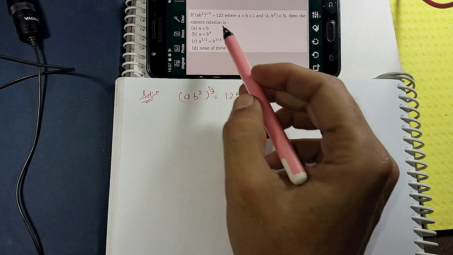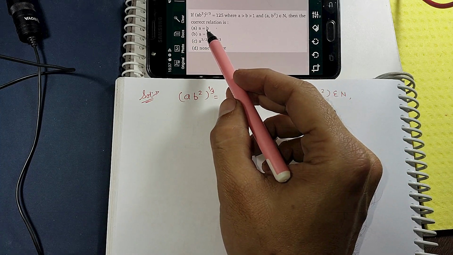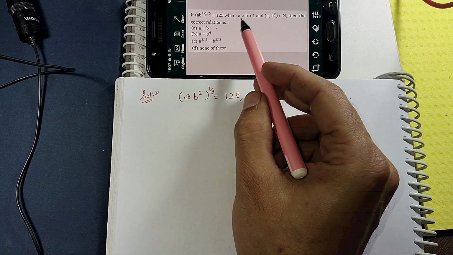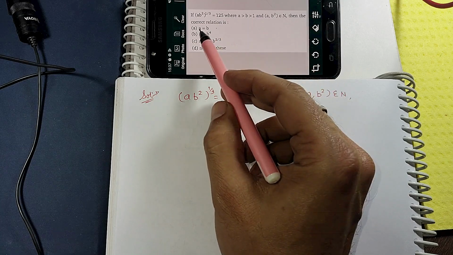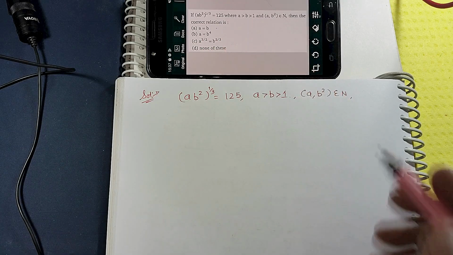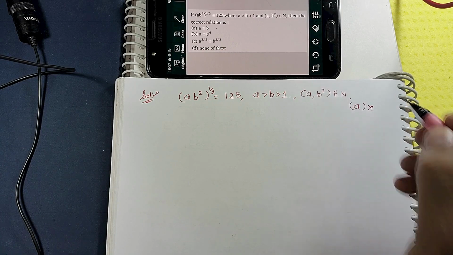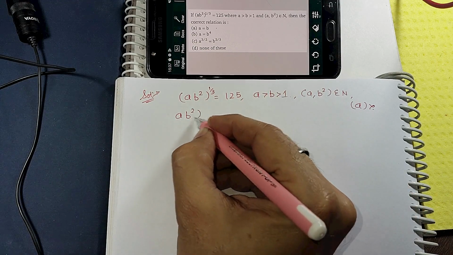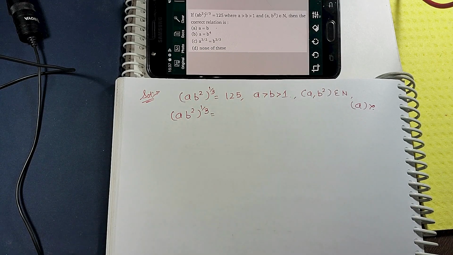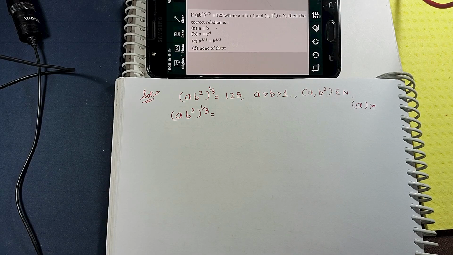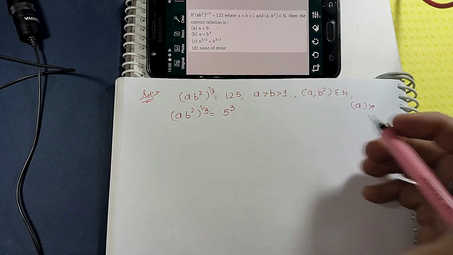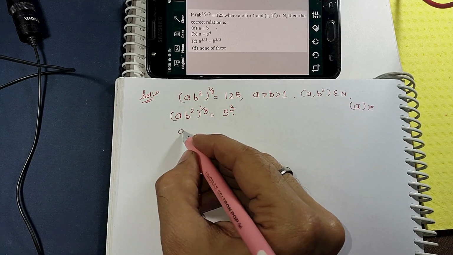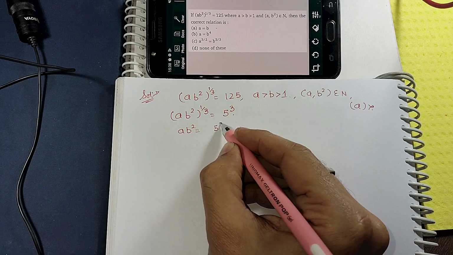Now the first option I can mark as wrong, because it has been clearly given that a is greater than b is greater than 1. So a can't be equal to b, right? So without solving also I can mark it wrong. Now since (ab²) whole raised to power 1/3 is equal to 125, and 125 is basically 5 raised to power 3, I can write this as 5 raised to power 3.